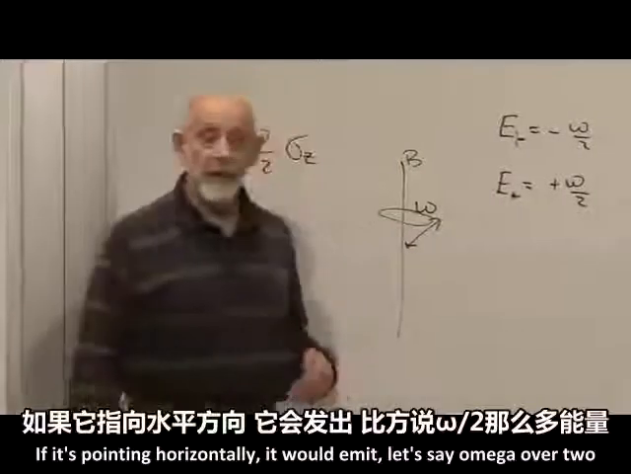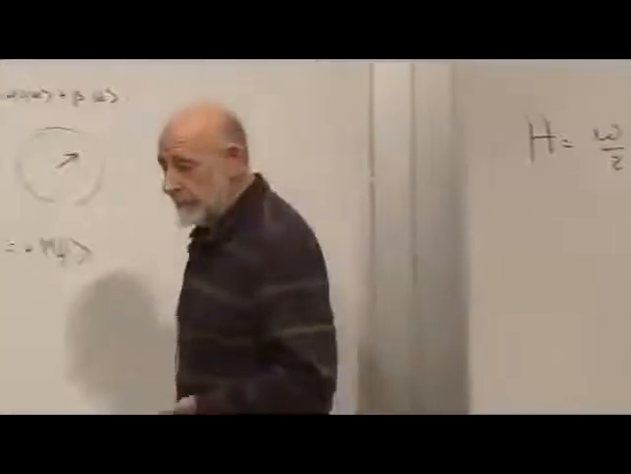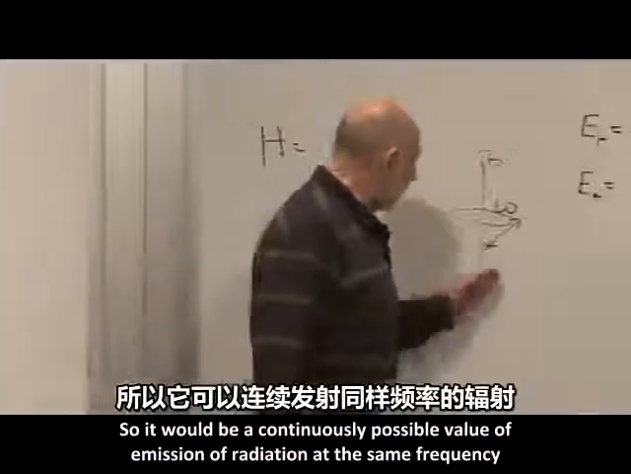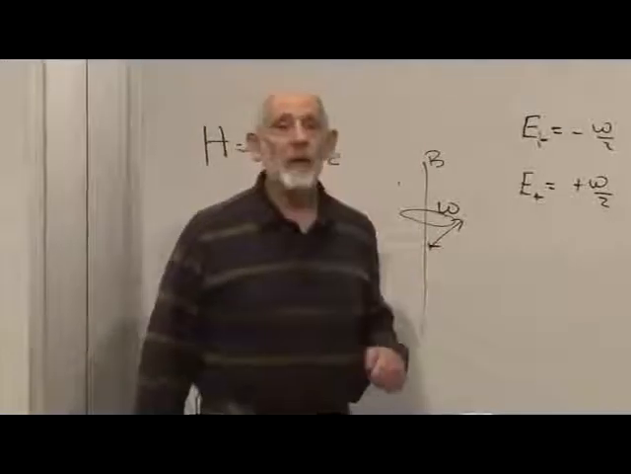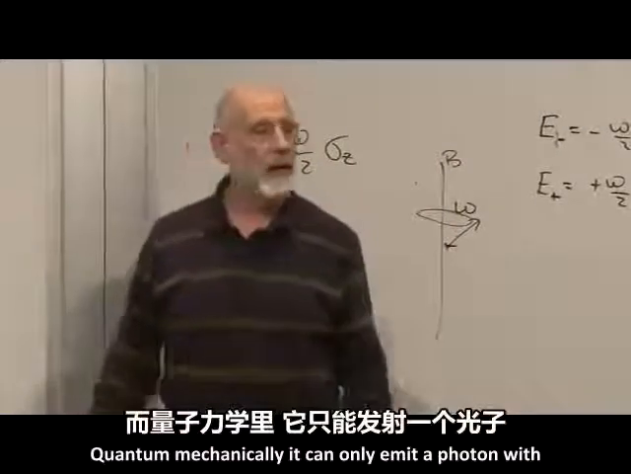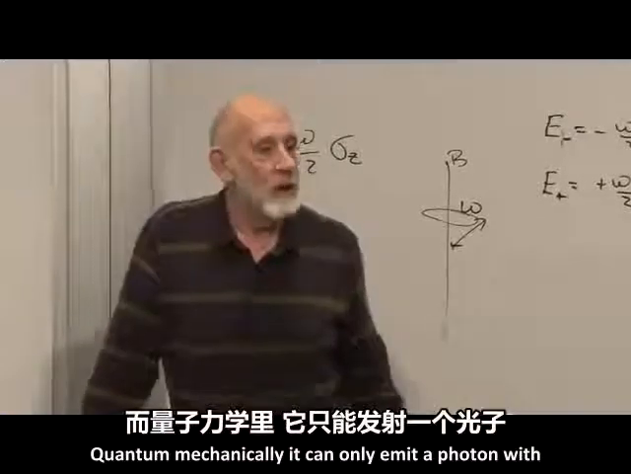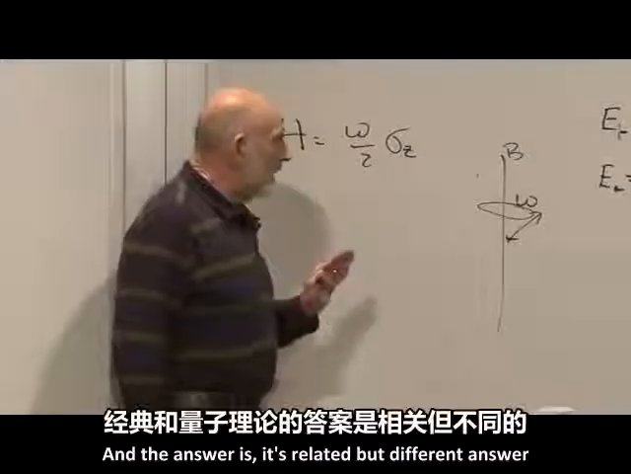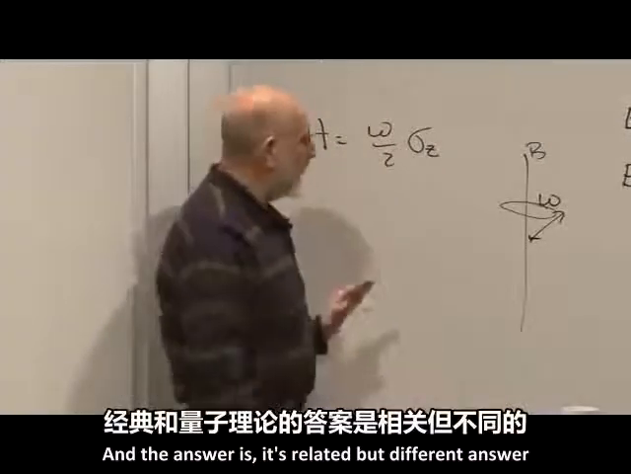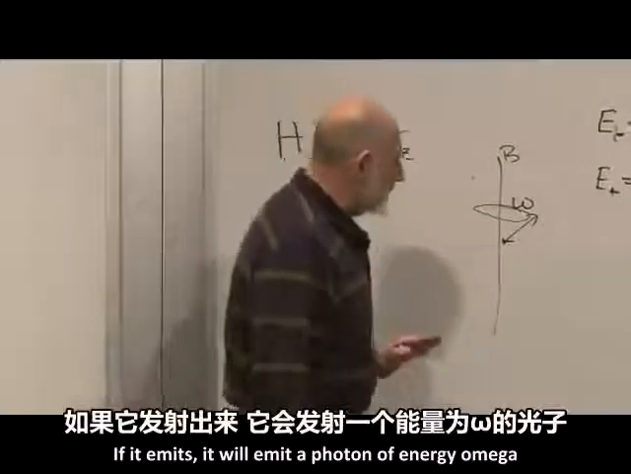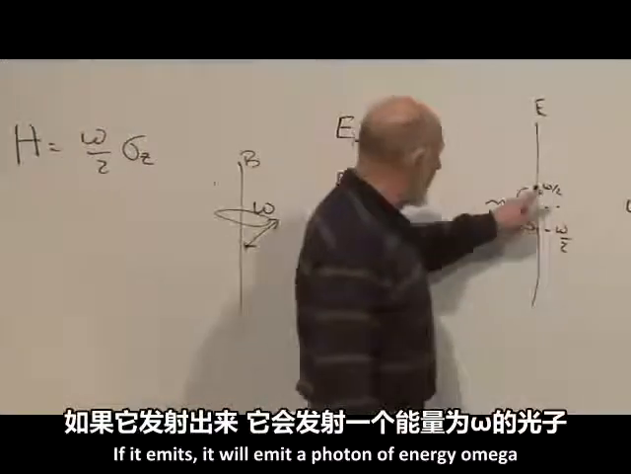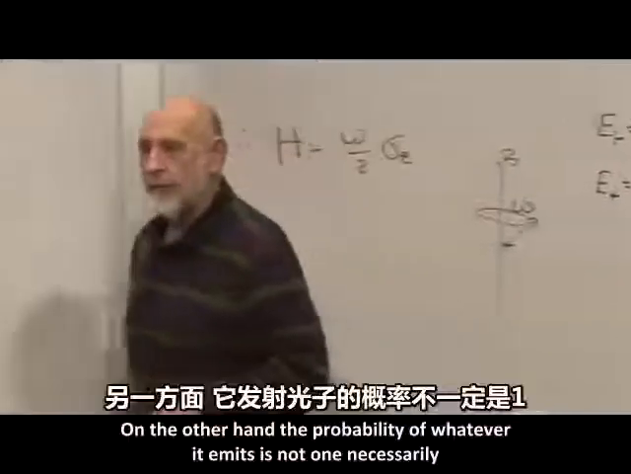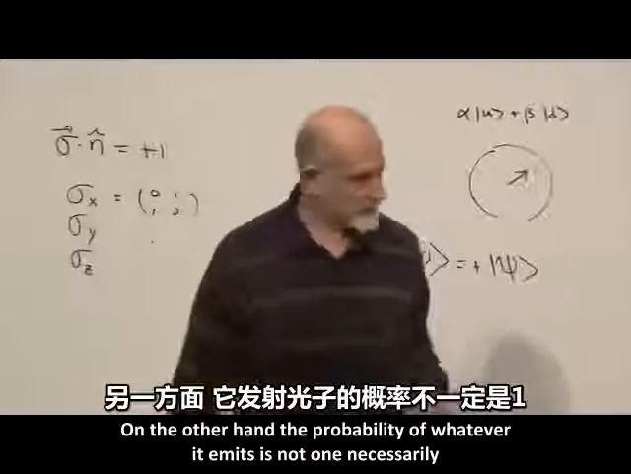If it's pointing horizontally, it will emit, let's say, omega over 2. So there'll be a continuous possible value of emission of radiation at the same frequency. Quantum mechanically, it can only emit a photon with whatever energy that photon has. And the answer is it's a related but different answer. If it emits, it will emit a photon of energy omega. On the other hand, the probability of whether it emits is not 1 necessarily.